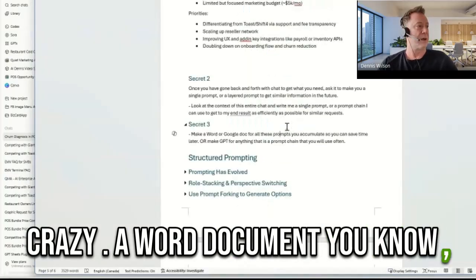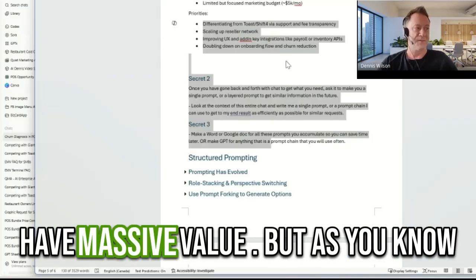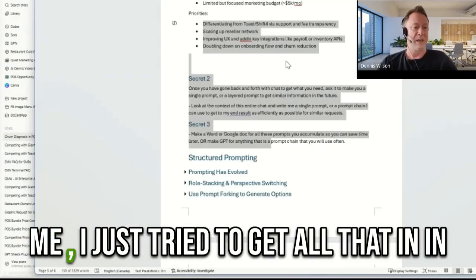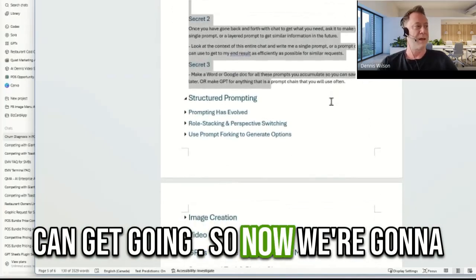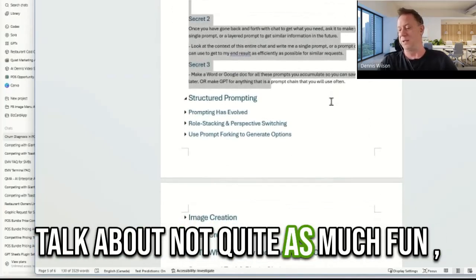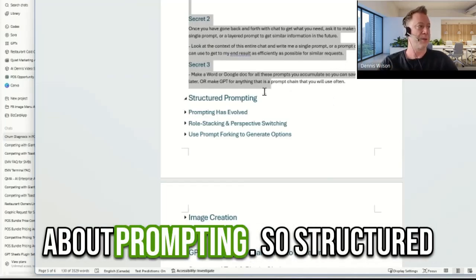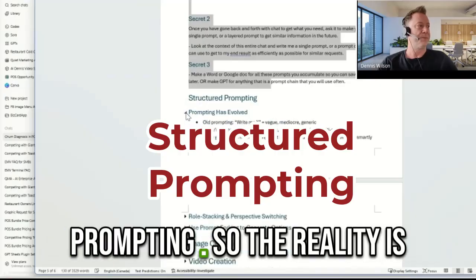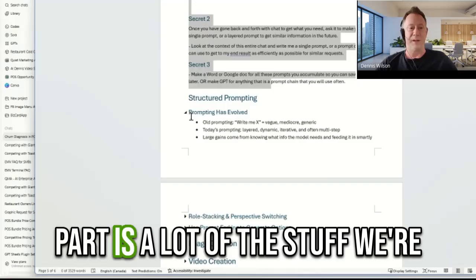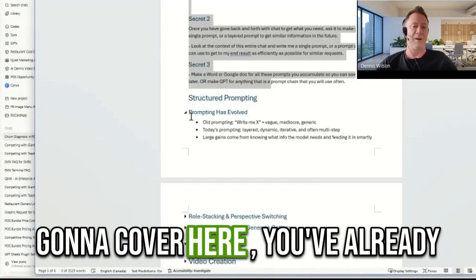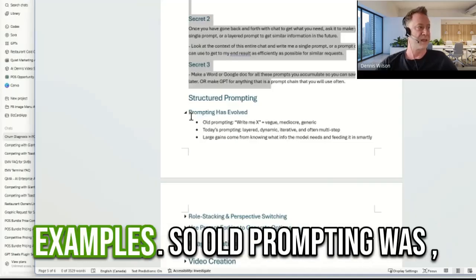A Word document. We could stop there and you guys could go home, and I think you'd all have massive value. But as you know me, I just tried to get all that in the first 30 minutes, so now we can get going. So now we're going to talk about, not quite as much fun, but equally powerful, maybe more powerful, no, equally powerful, prompting. So structured prompting. So the reality is prompting has evolved. The funny part is a lot of the stuff we're going to cover here, you've already seen bits and pieces of just from going through the previous examples.